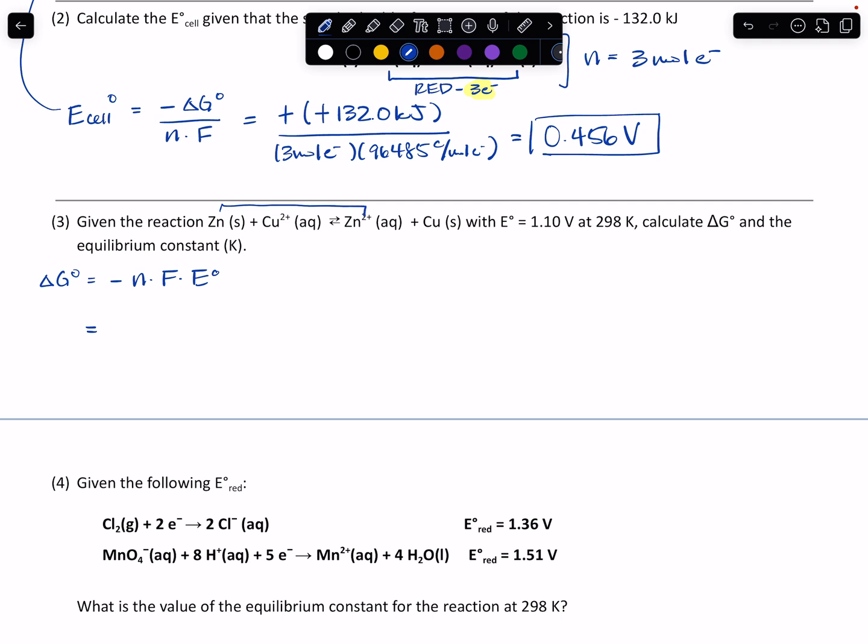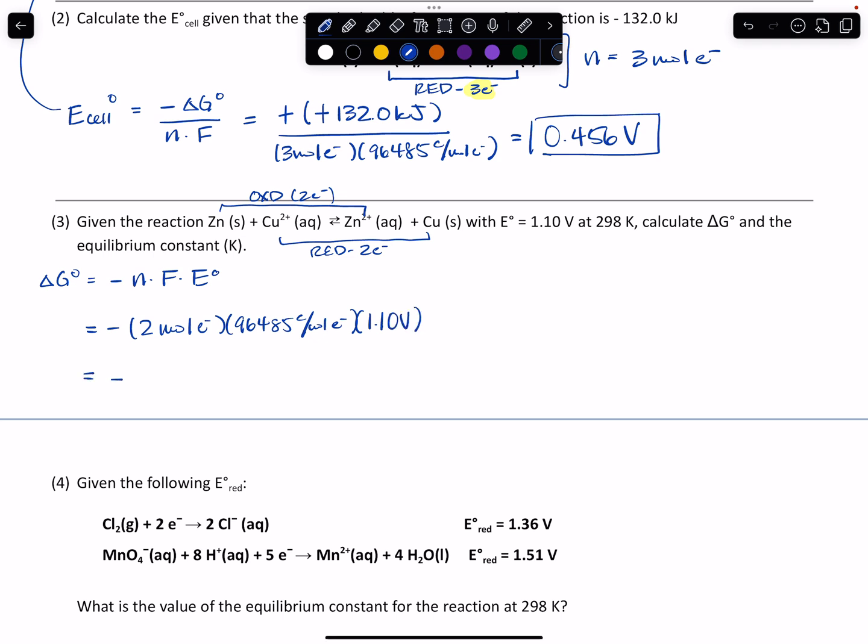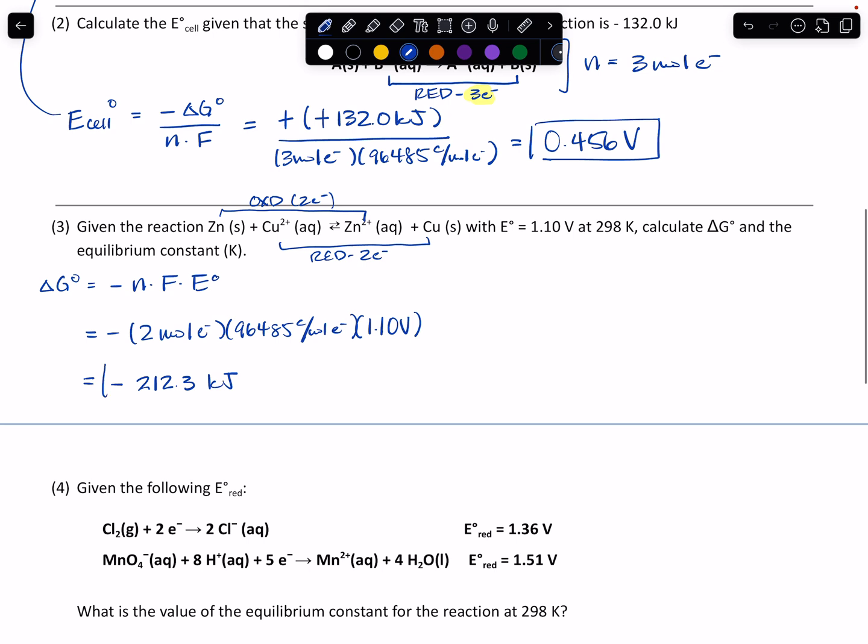So if I look, zinc is oxidized and it loses 2 electrons. Copper is reduced and gains 2 electrons. So that means N is going to be 2 for this particular reaction. So 2 moles of electrons, 96485 coulombs per mole of electrons, and then our cell potential of 1.10 volts. We multiply everything out, and we have a delta G value of negative 212.3, and our units here will be kilojoules. Now that negative sign goes along with that positive E cell, so this is definitely a favorable setup.